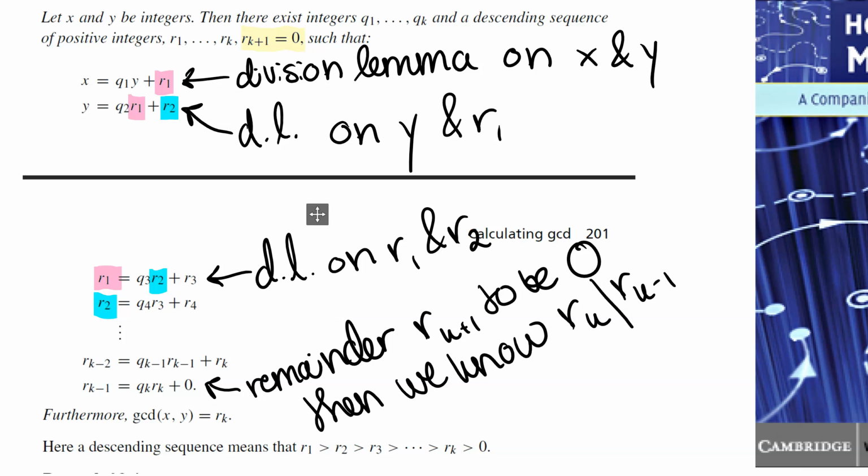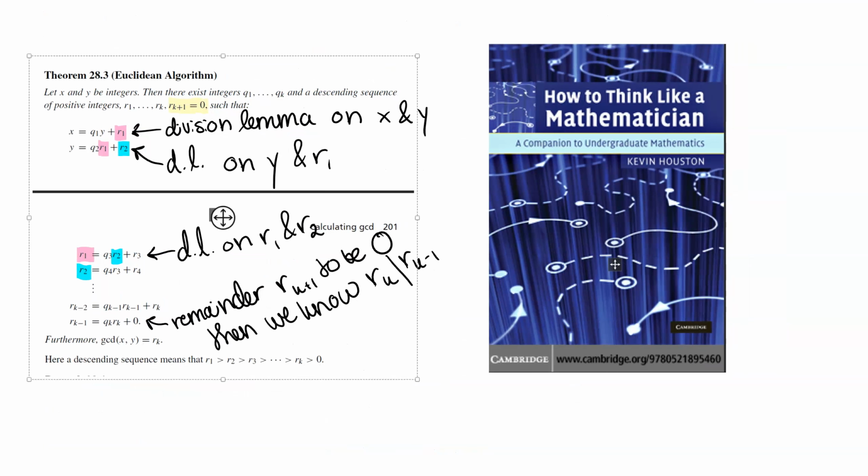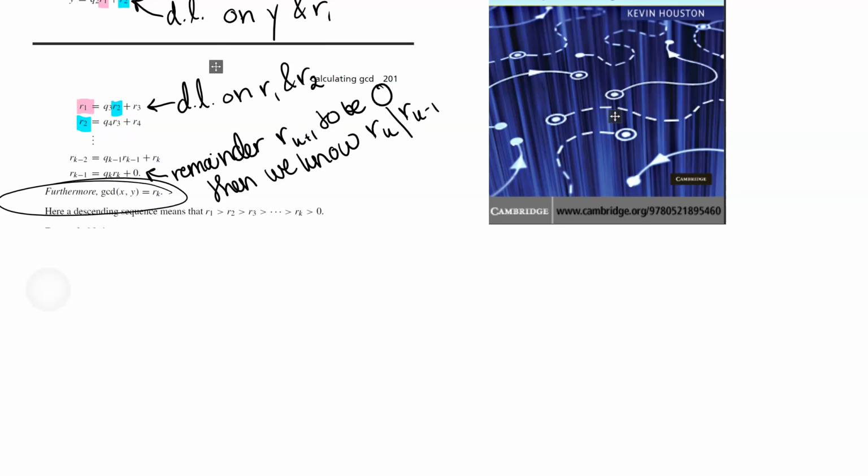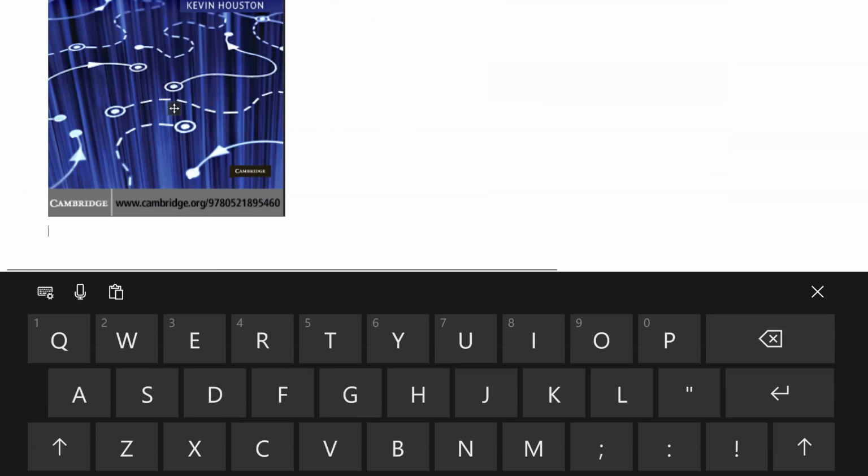Okay. So rk divides rk minus 1. All right, why in the heck is that helpful, and what does that even have to do with x and y? Well, let's repost.